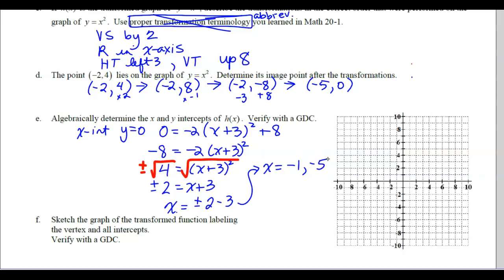Now the y-intercept, I'll just do that over here. That's when x is 0. So I'm going to get y equals -2, 0 plus 3 squared plus 8. If you had expanded and simplified, then it would just be the constant term. But here, that's going to be 9 times -2 is -18, plus 8 is -10.